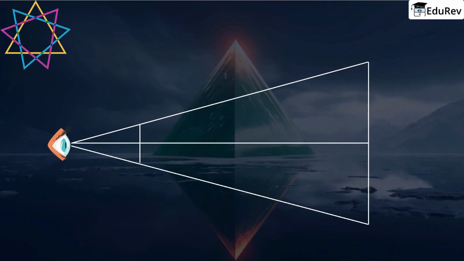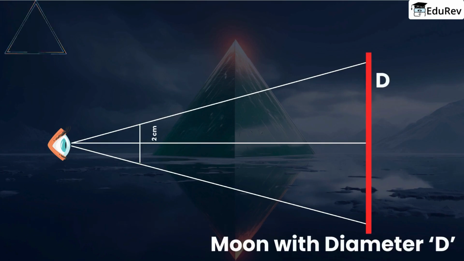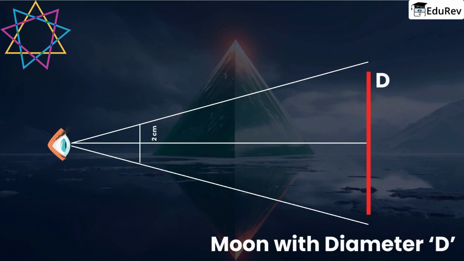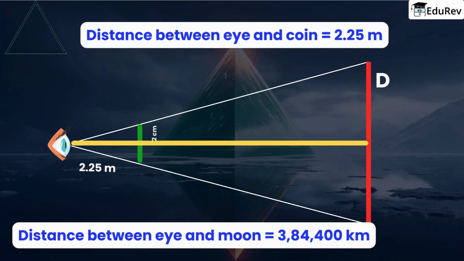Let us use lines to represent the coin and the moon. This line represents the coin with diameter 2 centimeters. This line represents moon whose diameter we need to find out. Let us call it D. Upon setting the coin at an appropriate distance, we will be able to cover all the moon from it. This distance comes out to be 2.25 meters.